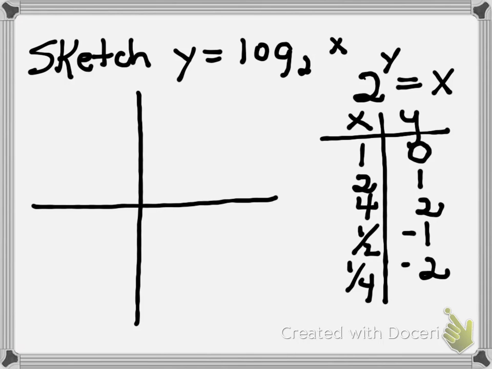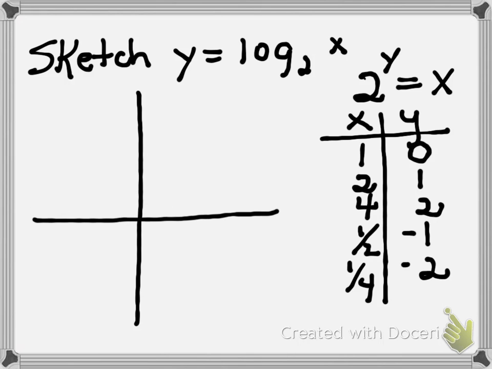So we have the point 1, 0. We have the point 2, 1. We have the point 4, 2. Then we have the point -1. We have the point 1/2, -1.